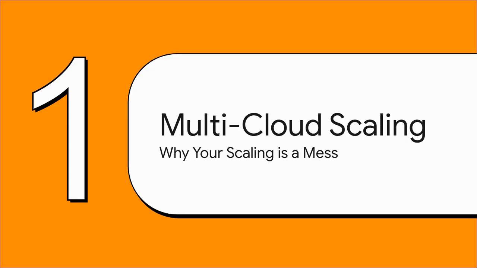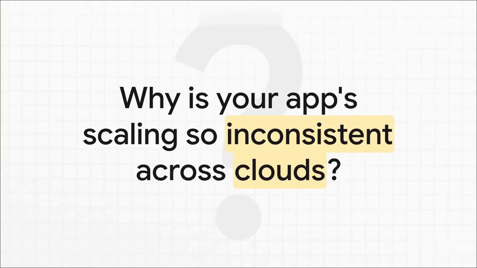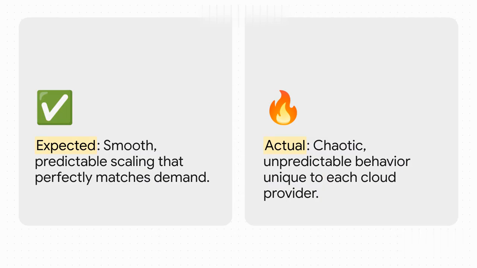The core problem. You've done everything right. You've architected for the cloud, but your multi-cloud setup still feels, well, broken. Why is scaling such a mess? I mean, this is the question that keeps people up at night, isn't it? You've containerized your app, your Kubernetes configs are pristine, your environments are supposed to be identical. But the way your app scales on EKS looks totally different from how it behaves on AKS or GKE. What gives?